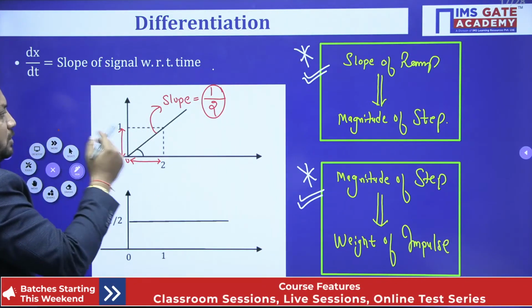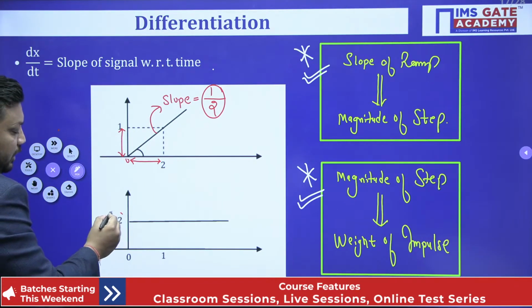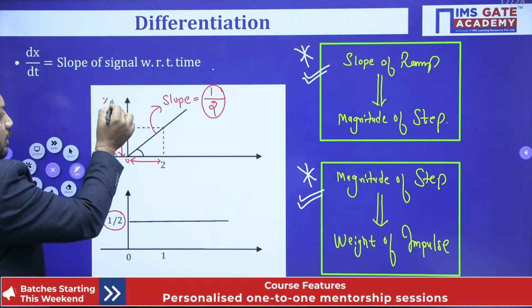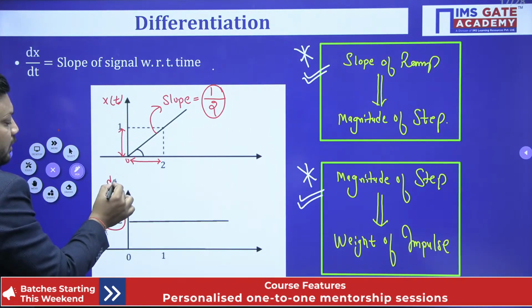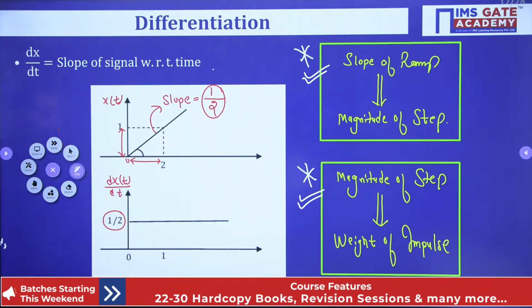It means while the process of differentiation, the slope of the ramp will become the magnitude of the step. So the magnitude will be half only, and this is nothing but the differentiation curve. If this is my x of t, this is the curve of dx(t)/dt. This is how we relate it graphically.